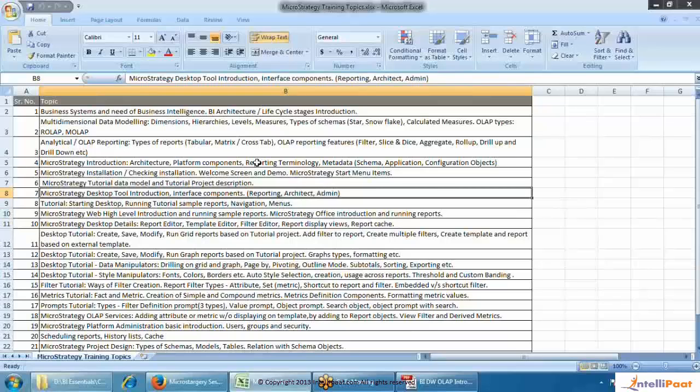So this is what I am generally intending to cover. These first three are more related to the BI architecture and some of the concepts related to the multi-dimensional model. So are you aware of that? The dimension modeling? Yeah, a little bit, yeah.